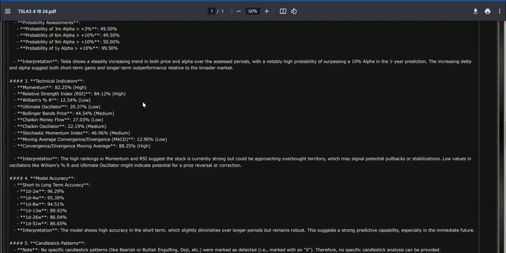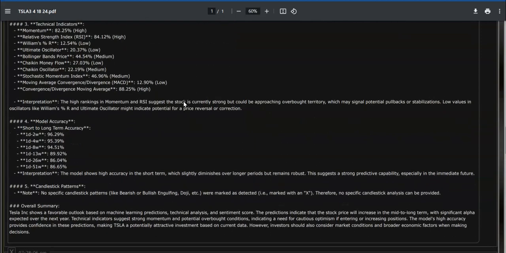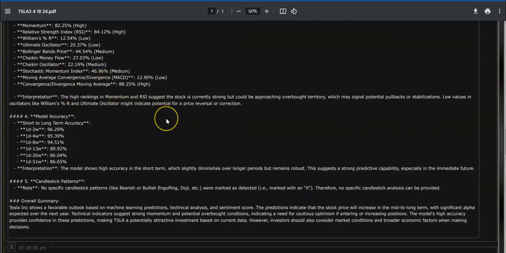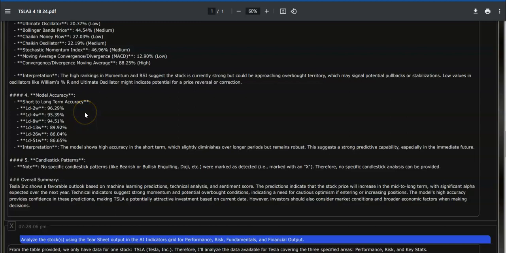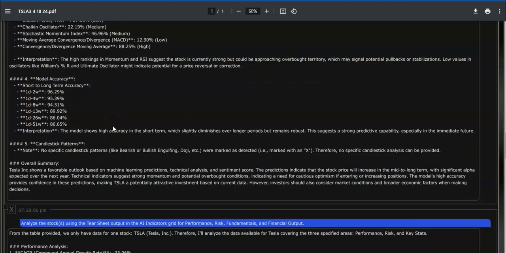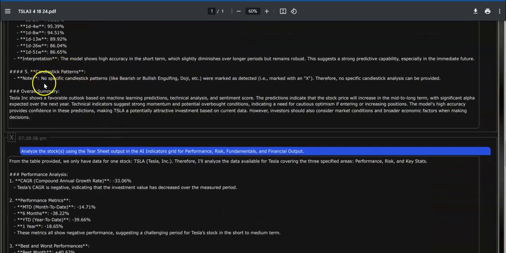What's nice about this is the user doesn't really have to know how to read a technical indicator chart. The AI models are doing it for you, and what the interpretation means. Also shows you the model accuracy so you can get comfortable whether or not over the past year this model has been accurate in terms of price prediction for Tesla. There are no candlestick patterns that it has detected. An overall summary.